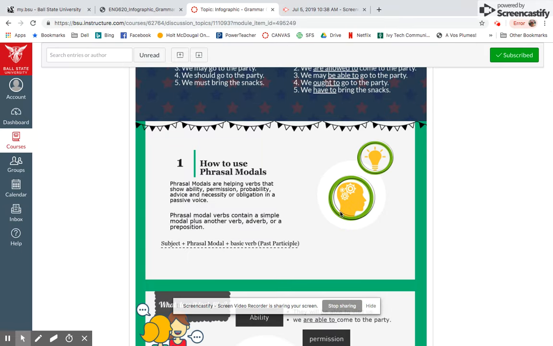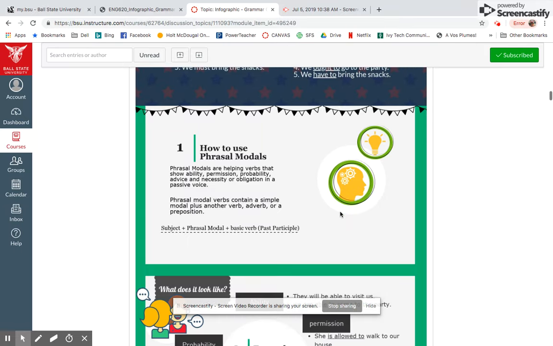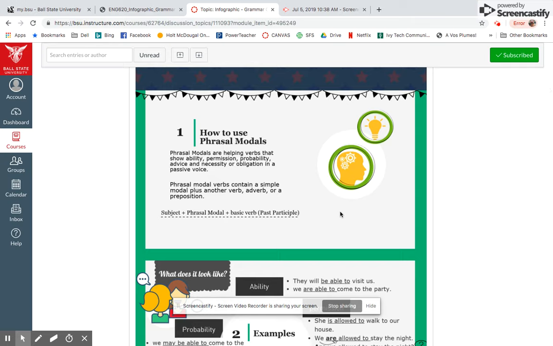Here, I think that the form is good here with the subject plus the phrasal modal plus the basic verb. That is good.